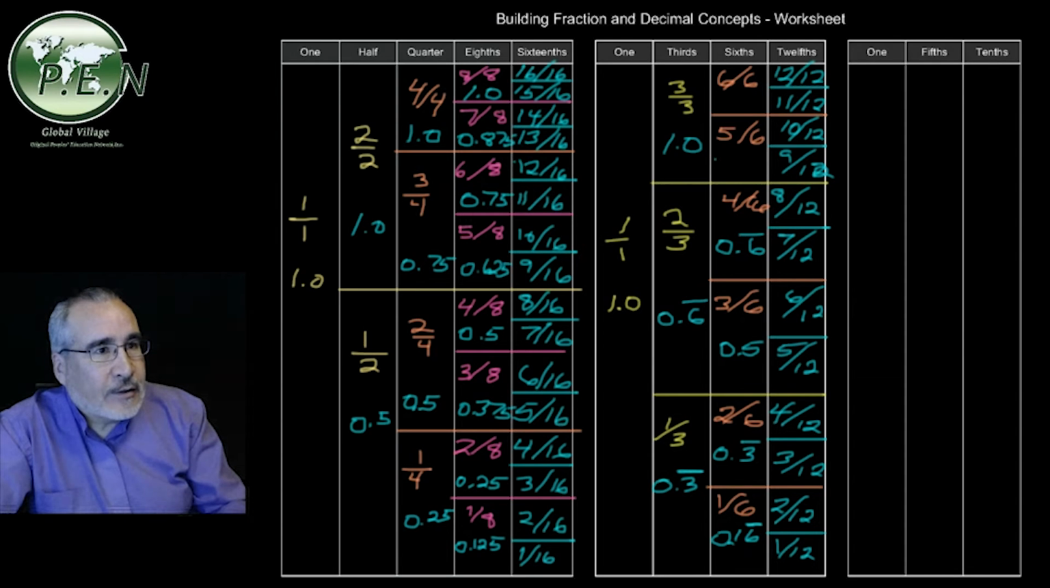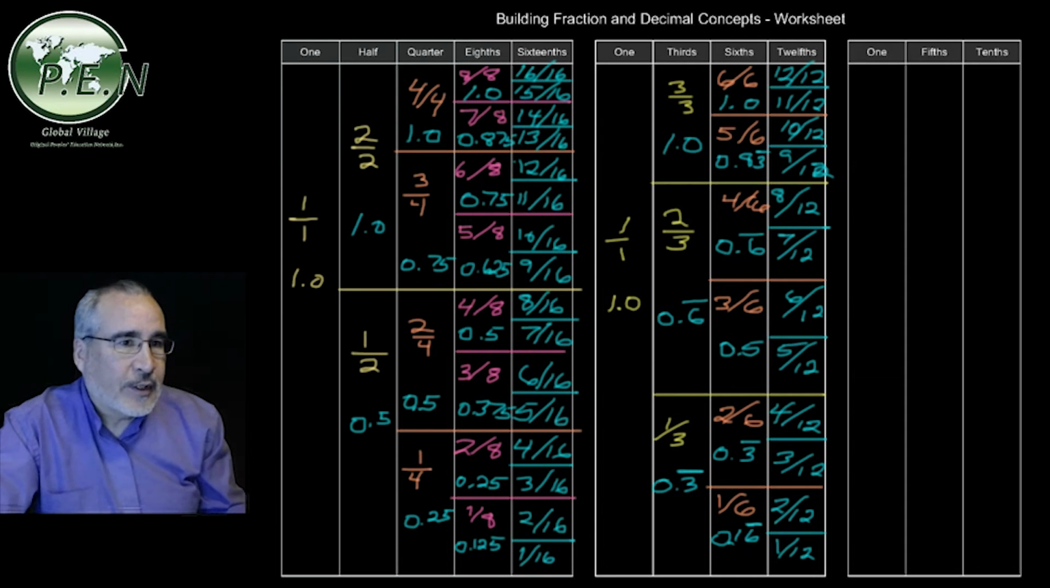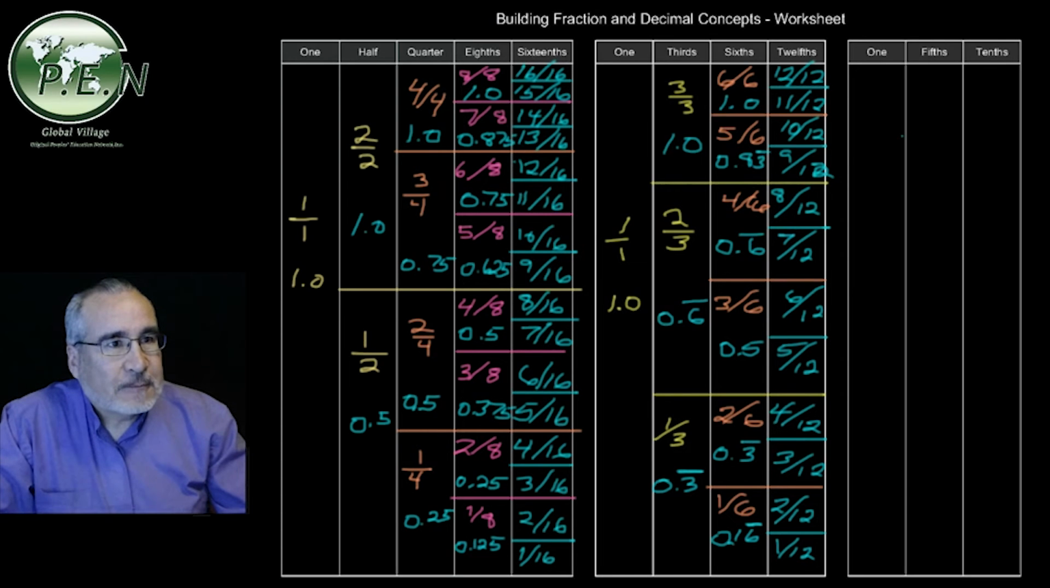5/6 gives us 0.83 with the 3 repeating. And finally, 6/6 gives us 1.0. And the 12ths we'll see on the answer key because we're running out of room to put them in here.